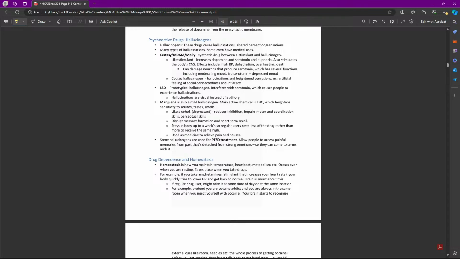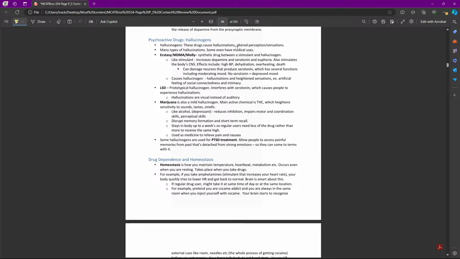It causes hallucinogenic effects: heightened sensation and artificial feelings of social connectedness and intimacy. LSD is the prototypical hallucinogen; it interferes with serotonin, which can cause people to experience hallucinations. Hallucinations can be visual or auditory. Marijuana is a mild hallucinogen. The main active chemical is THC, with heightened sensitivity to sounds, tastes, and smells.